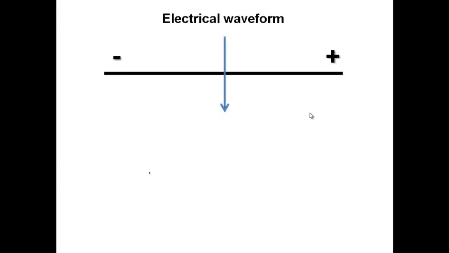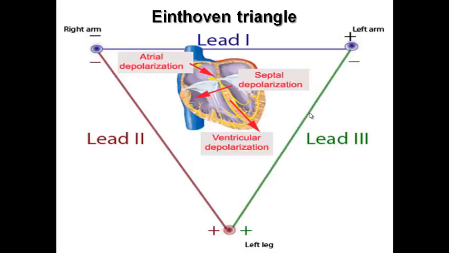The third possibility is that if the electrical waveform is perpendicular to the ECG axis, on the axis of the heart, so it is not directed directly to the positive pole and not towards the negative pole, it will show a biphasic wave as we see it. So this is the electrical waveform morphology when the electrical activity is perpendicular to the ECG axis.